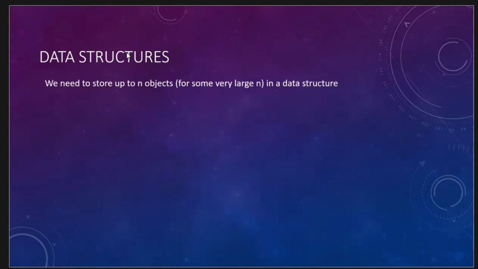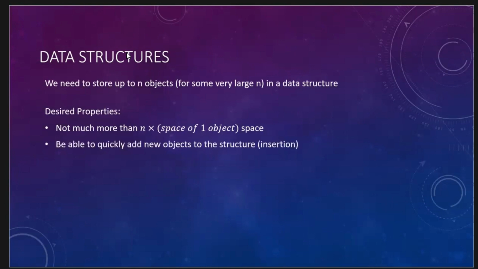So a data structure: you want to store a whole bunch of objects, say n. N is going to be our number of objects throughout the talk. And you want certain properties when you're storing these objects. You don't want to use too much space. Each object, we assume they're all the same size, takes up some amount of space. We don't want to use too much more than the minimal amount of space, which is n times the number of objects. We want to be able to add new objects.